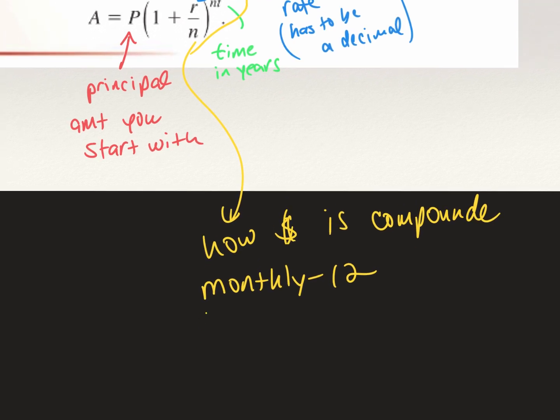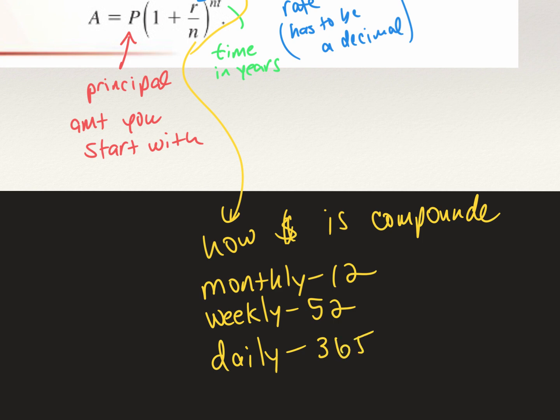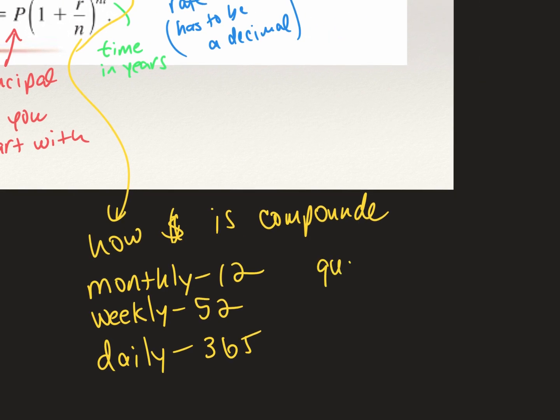What about if it's weekly? How many weeks are in a year, guys? 52, okay. What about if it's daily? How many days are in a year? 365, good. What about if it's quarterly? How many quarters are in a year? 4, good. What about if it is semi-annually?